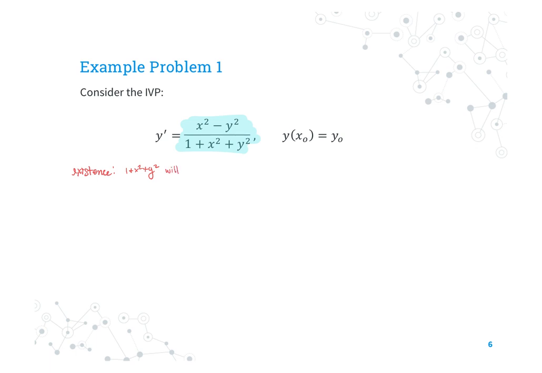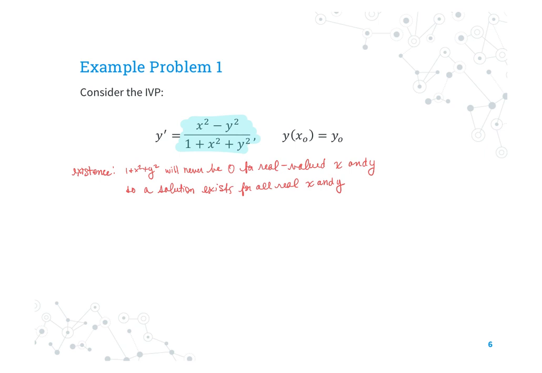So 1 plus x squared plus y squared will never be 0 for real valued x and y. So a solution exists for all real x and y. So that's kind of cool. So this one, it doesn't matter what x and y are. There is a solution to this ODE.